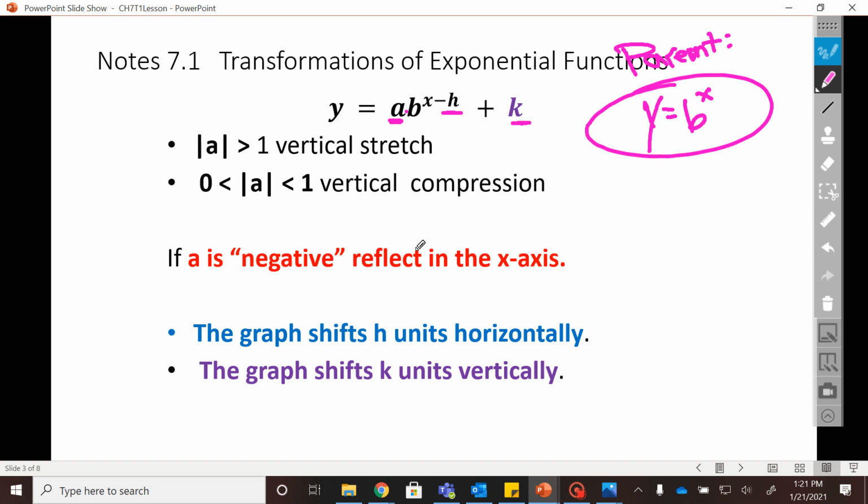The k value moves it vertically. The h value moves it horizontally from the parent function. If the a is negative, it reflects it, or turns it upside down, over the x-axis. The a also stretches it or compresses it based on the value. If a is larger than 1, then it will stretch it out. And if a is between 0 and 1, then it will compress it.